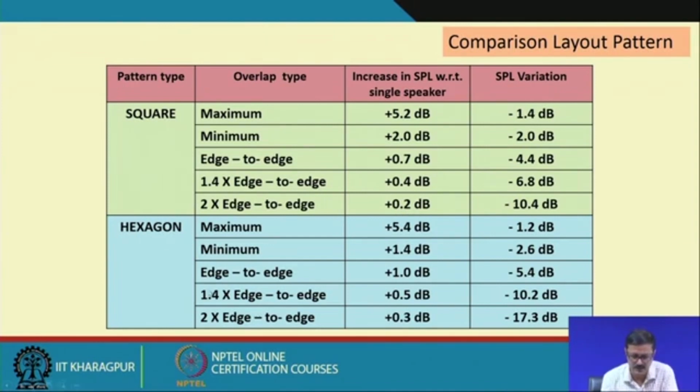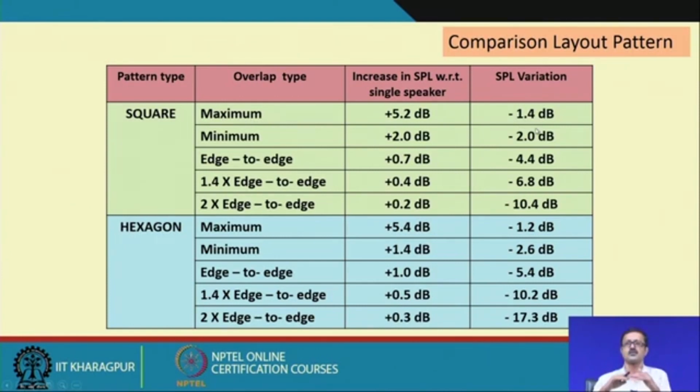In case of the hexagonal, the maximum is almost plus 5.4 dB with respect to a single, and if you go to 2 times the edge to edge, it is 0.3 dB, as good as the single loudspeaker system. And in the SPL variation, that is what is the maximum SPL and the minimum SPL. If you go for a square and the maximum overlap, it is minus 1.4.